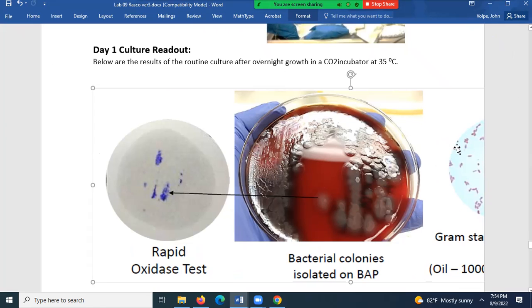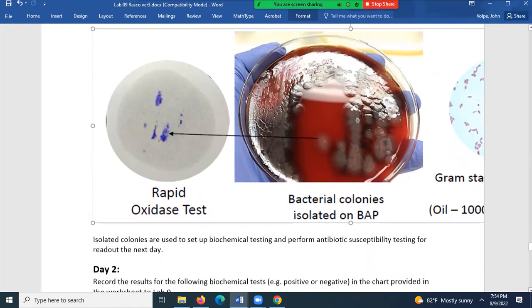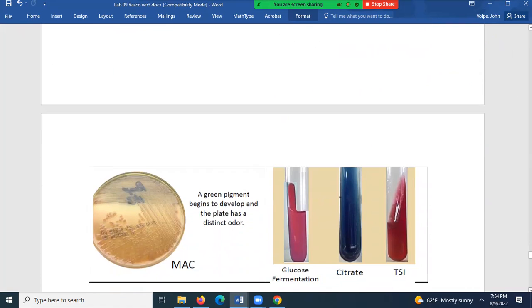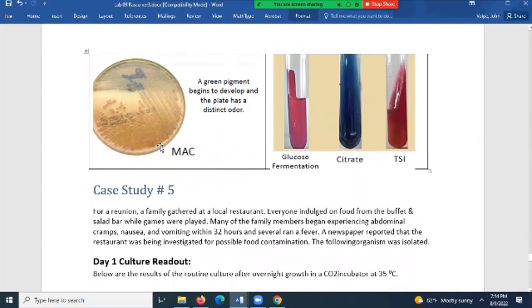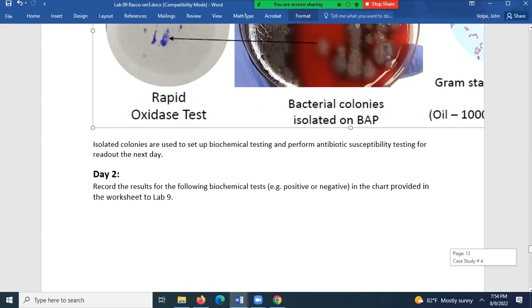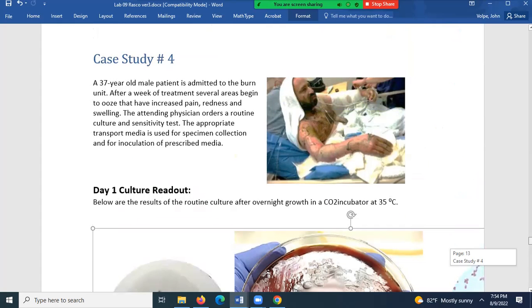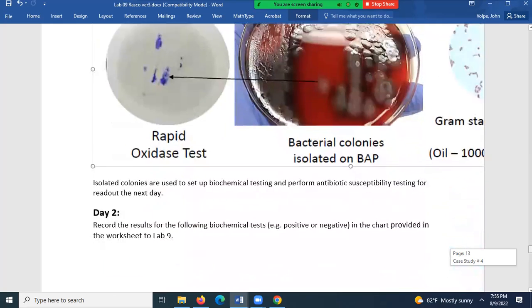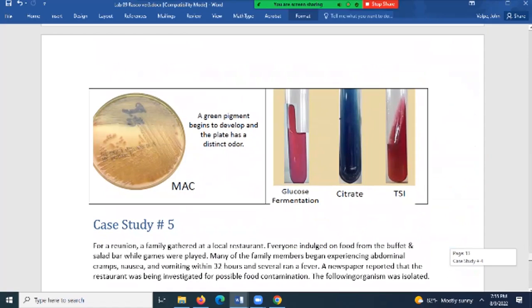Well, you can barely see the gram stain here, but you can determine if that's gram negative or gram positive. On day 2, they did further tests. Here we have it grown on MacConkey's agar. You'll note that the bacteria has a green pigment to it, right here and right there. We then did a glucose fermentation test, Simmons citrate test, and triple sugar iron test. I'm surprised they didn't do an oxidase test on that one.